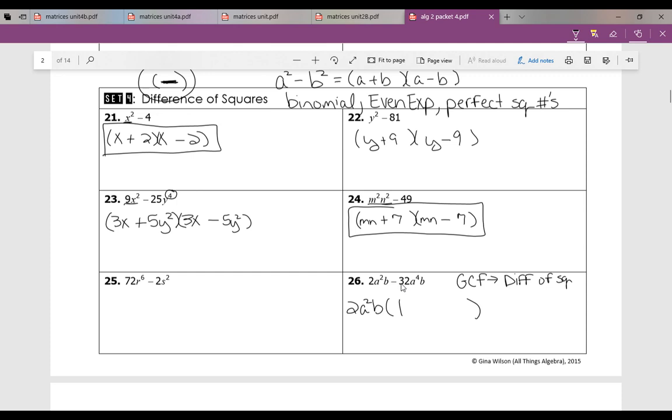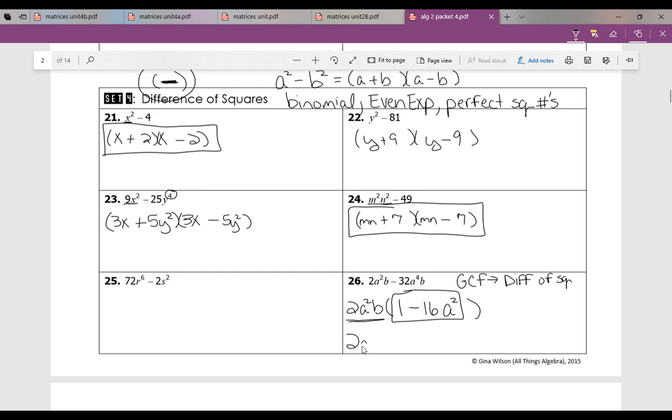32, or -32, I should say, divided by 2 is -16. Subtract the exponent, you get a square, and what happens to the b? It goes away, because when you subtract the exponent, 1 minus 1 is 0, so it drops out. Now, here's my GCF. That's my greatest common factor. This just so happens to be a difference of squares. Two terms, even exponent, subtraction, and perfect numbers. A lot of times people forget that 1 is a perfect number.